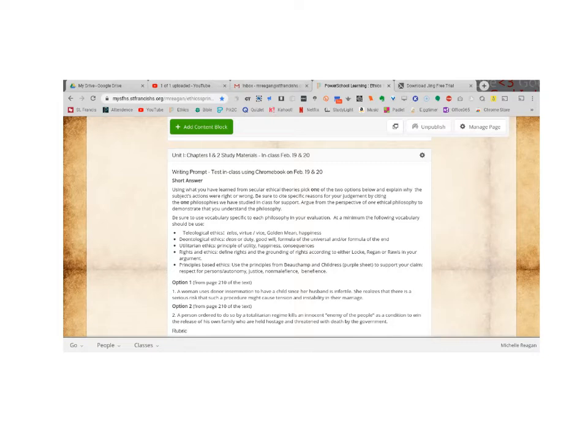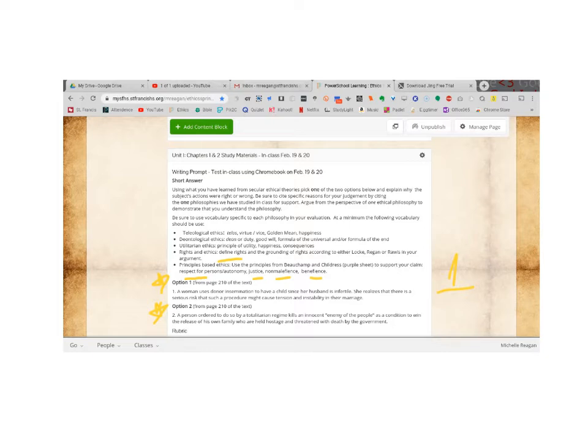Rights in ethics: define the rights and the grounding of rights according to either Locke, Regan, or Rawls. And then for principle-based ethics, use the principles from Beauchamp and Childress. They were on that purple sheet. So those were respect for autonomy, justice, nonmaleficence, and beneficence. So these are your two options. You either choose one or two, and then you only choose one philosophy to use to analyze it.